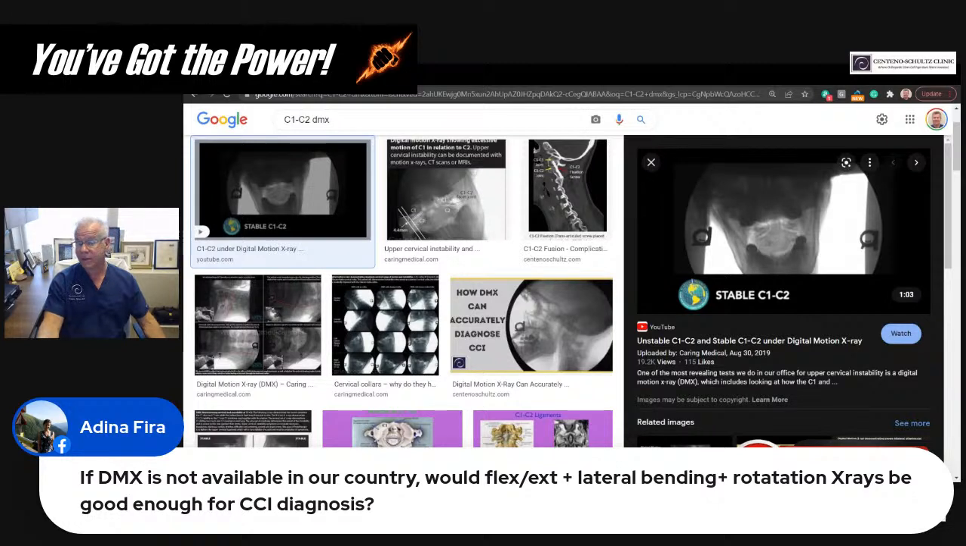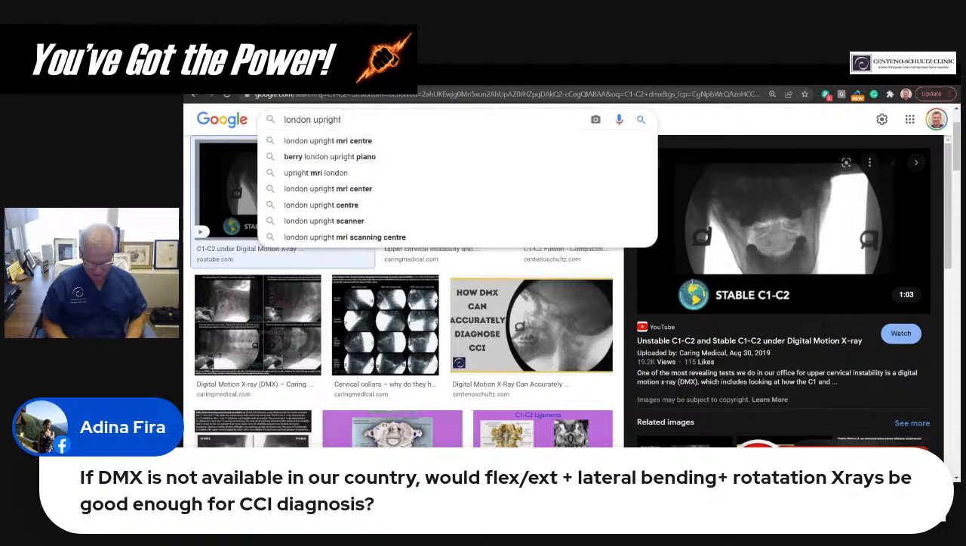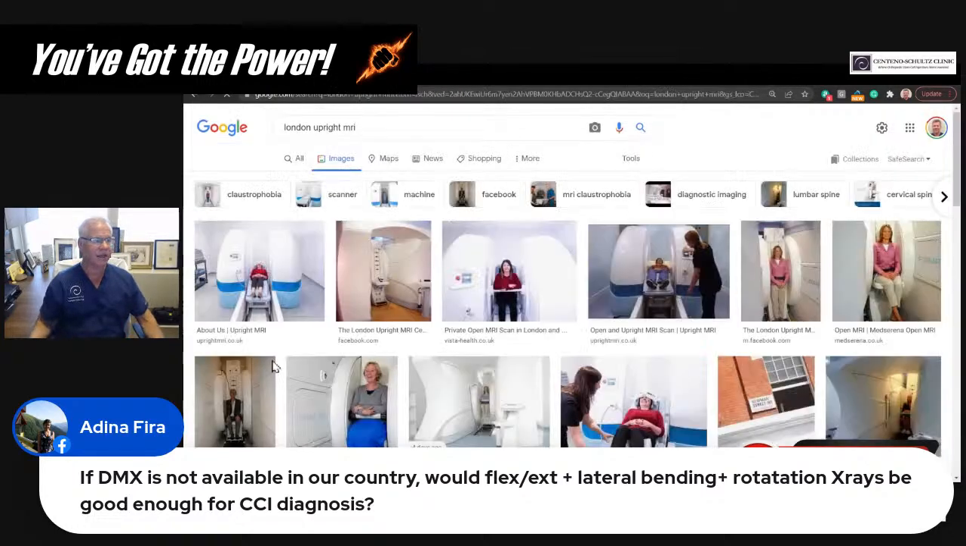Another thing, obviously, would be getting upright imaging. Let's see, there's an upright MRI in London that does a lot of imaging.